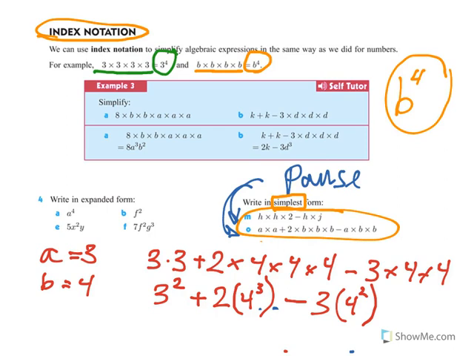And if it looks just like it is with the letters. So if I just take the letters now, we have a squared plus 2 times b to the power of 3. We have our minus ab squared. And this reads exactly like the expression that I did when I made a 3 and b 4. I hope that makes sense to you.